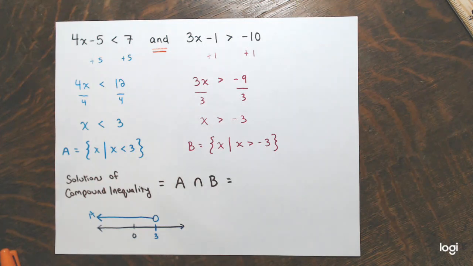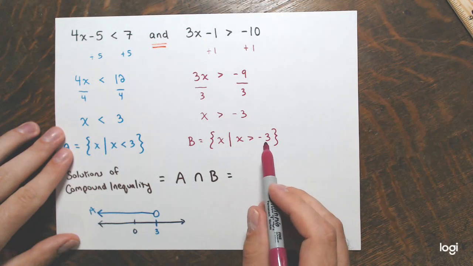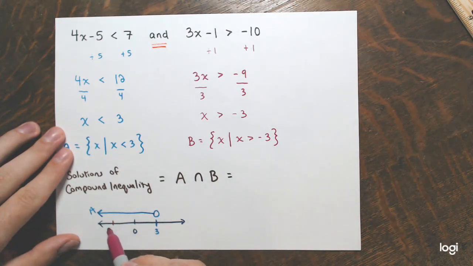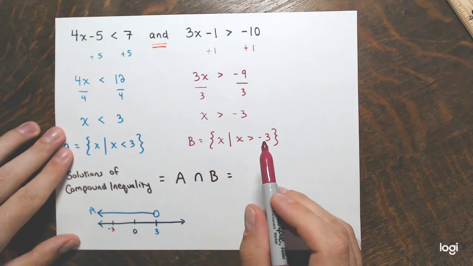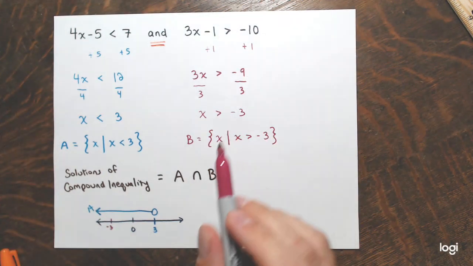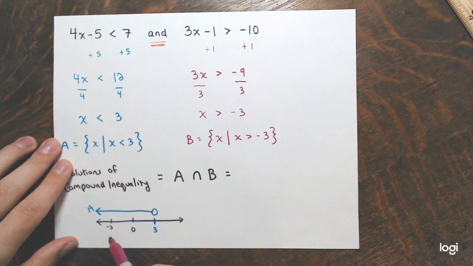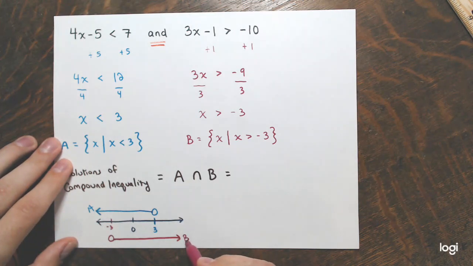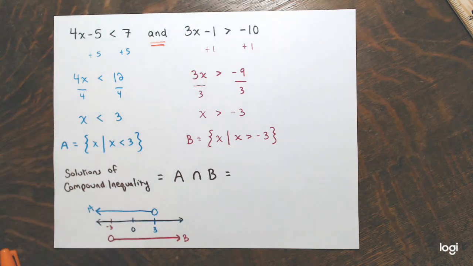Then set B, all the numbers greater than negative 3. Well, negative 3 is over on this side of 0. Right, negative 3 will be over here. All the numbers greater than negative 3 are solutions of the second inequality, but not negative 3 itself. So below there, I put a little hole, right? Negative 3 is not in this set. And then all the numbers greater than negative 3 are over this way, right? Negative 2, negative 1, 0, 1, 2. All those numbers are greater than negative 3. There's set B.